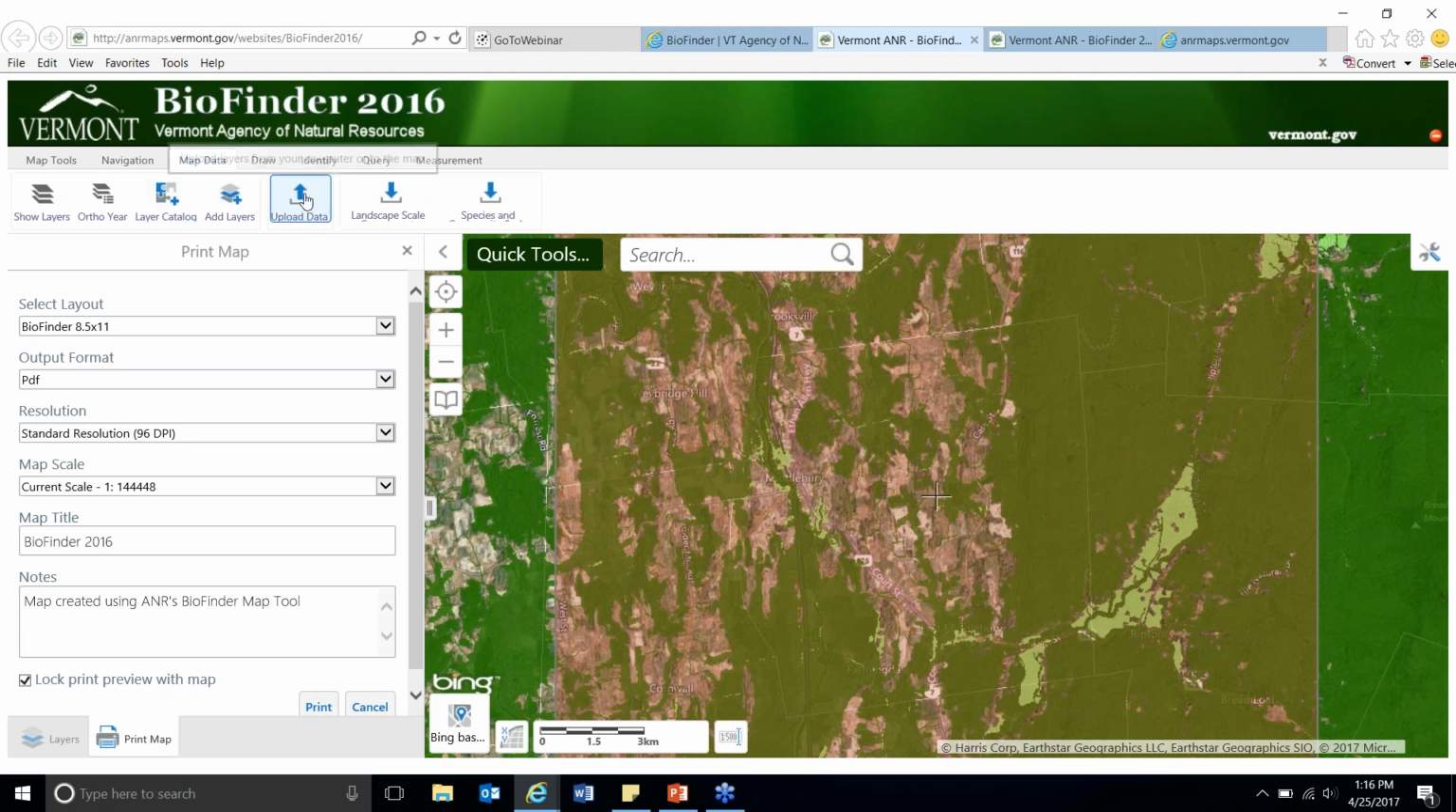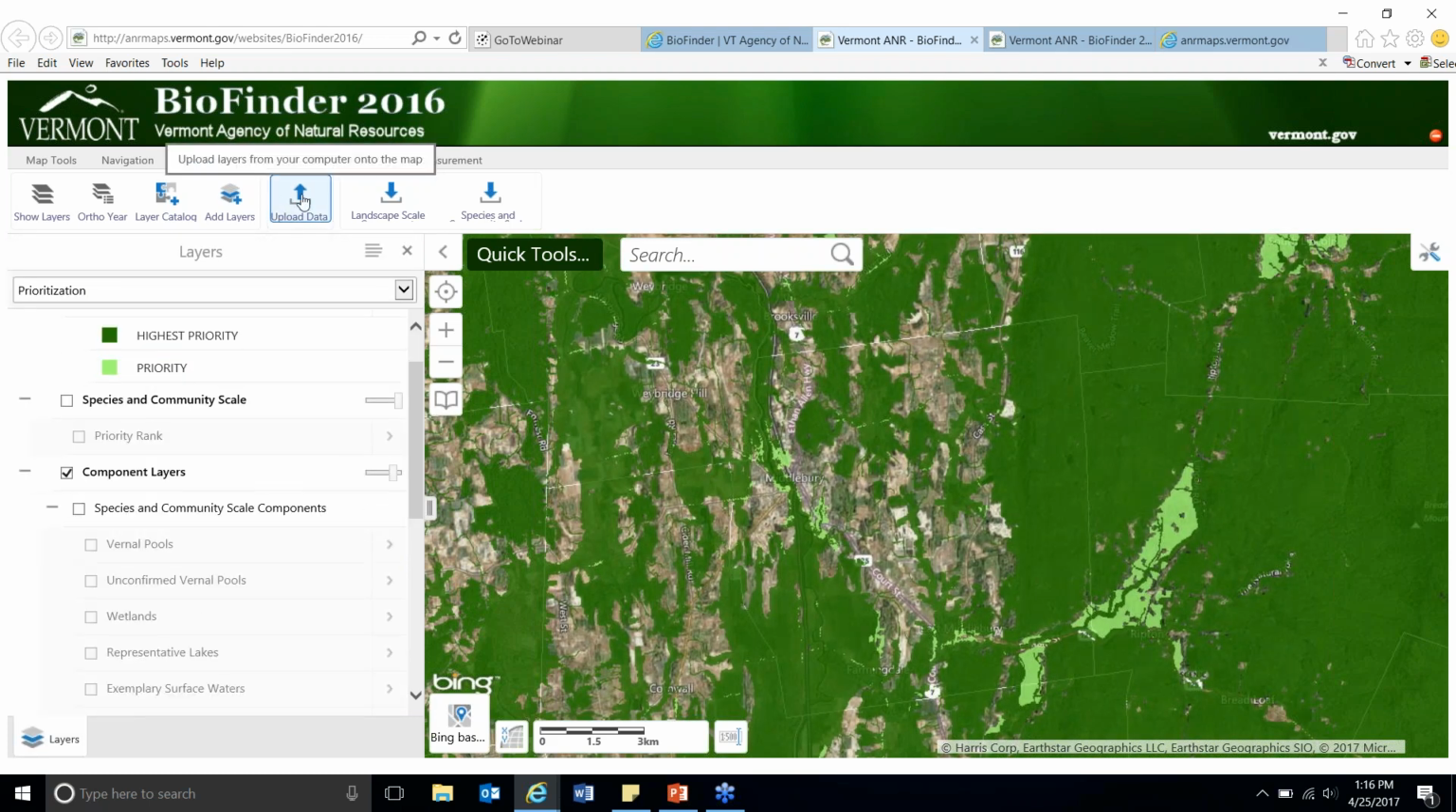This is where you can do something like upload data. If you have a shapefile, or a KML, or basically any of the common mapping file types, you can upload that directly into BioFinder. And so you can upload, say, the property boundaries, or you can connect a GPS and upload those GPS points into BioFinder. If you want to use these priority scales, you can also download those to use in another GIS mapping program, or download the shapefile. So anything that uses a shapefile.